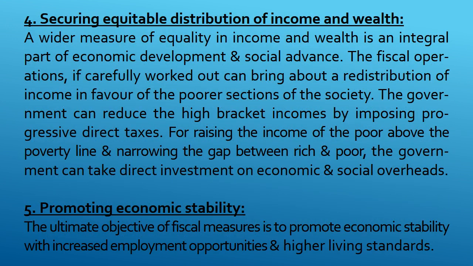4. Securing equitable distribution of income and wealth. A wider measure of equality in income and wealth is an integral part of economic development and social advance. The fiscal operations, if carefully worked out, can bring about a redistribution of income in favor of the poorer sections of the society. The government can reduce the high bracket incomes by imposing progressive direct taxes. For raising the income of the poor above the poverty line and narrowing the gap between rich and poor, the government can make direct investment on economic and social overheads.